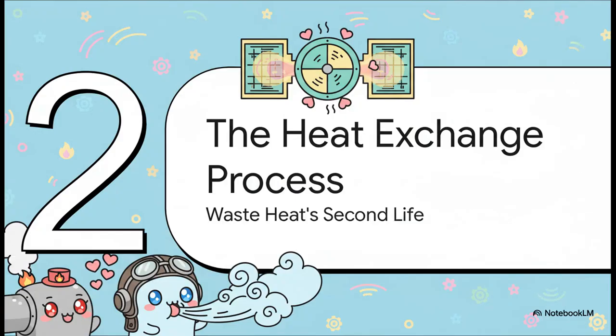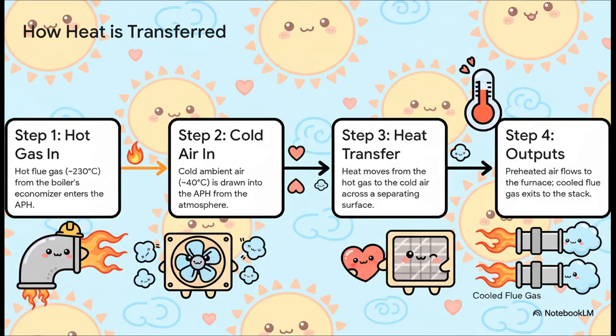Okay, so let's get into the core engineering here. We're going to visualize how all that thermal energy actually moves from the hot exhaust stream over to the cold air coming in. The process itself is pretty elegant. You've got hot flue gas, we're talking around 230 degrees Celsius, coming in one side. On the other, you're pulling in cool ambient air, maybe around 40 degrees. The two streams flow past each other, separated by a metal surface, and the heat naturally moves from the hot gas to the cold air. The key thing to remember is they never actually mix.